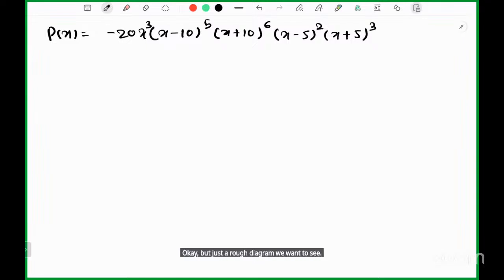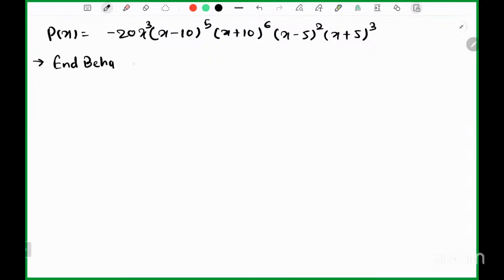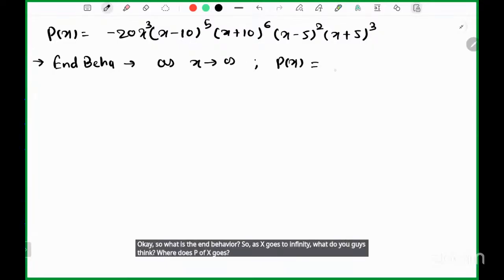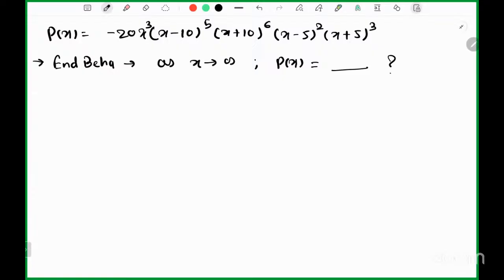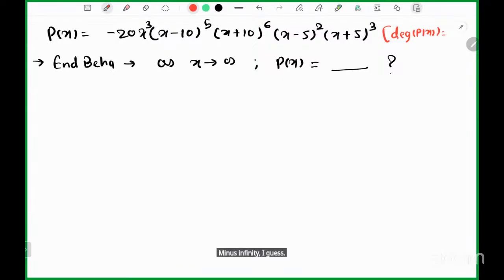First of all, I'll observe the end behavior. So what is the end behavior? As x goes to infinity, where do you think p of x goes? It's better to check the degree first. So what is the degree of the polynomial p of x? Just sum the factors. That's all.